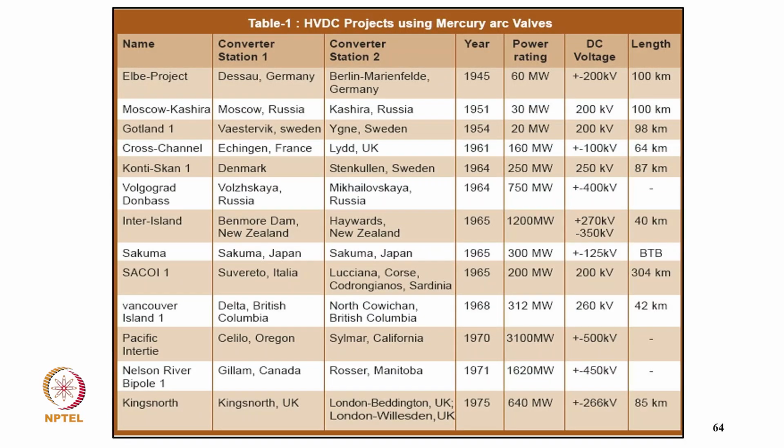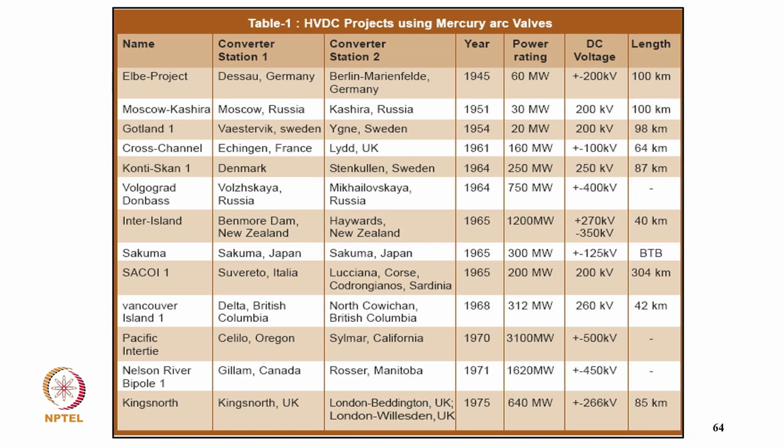So you can just see in this table HVDC projects using mercury arc valve, in different parts of the world: Germany, Russia, France, New Zealand, Italy, Japan, British Columbia, Oregon, of different kinds of systems, and the year of installation as well as the power rating varying from typically 20 megawatt to of the order of 1200 megawatt, and the different distances, varying from back to back or 40 kilometer minimum to typically 304 kilometers.